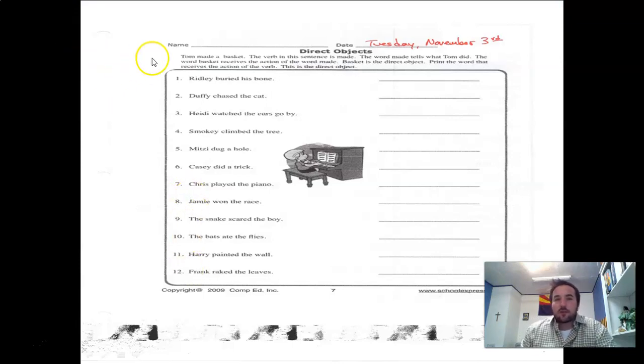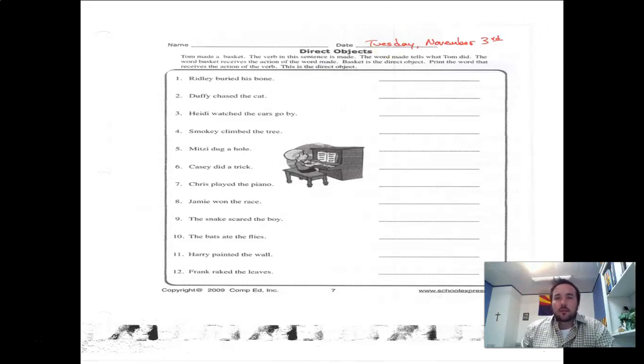Here's your assignment. You have 12 things here. Simply put, you got to write the direct object in the line. Ridley buried his bone. Who or what did something? Ridley. What did Ridley do? Buried. Buried what? Bone. Bone is a direct object. That goes here. Now, there's going to be some ones that are a little bit trickier, but if you follow those 3 steps, find the subject, who or what did something, find the verb, what they do, find the direct object, who or what, after the verb.